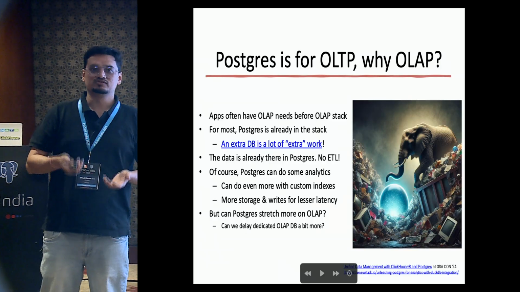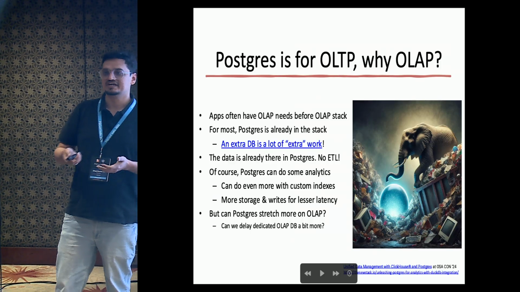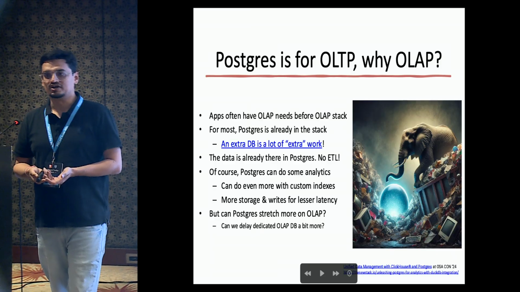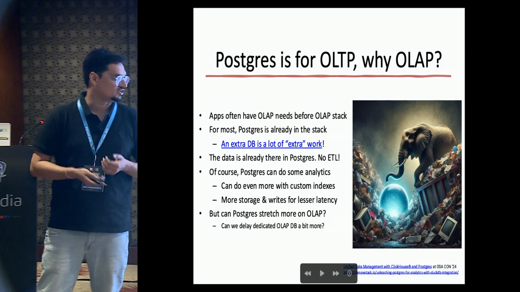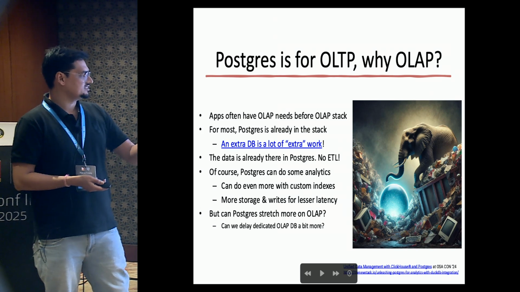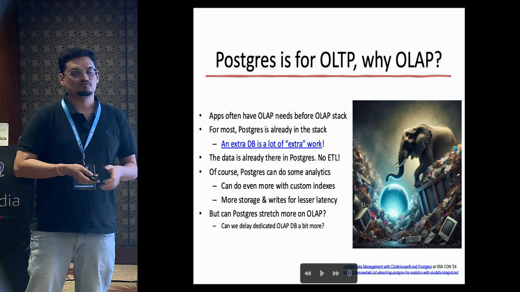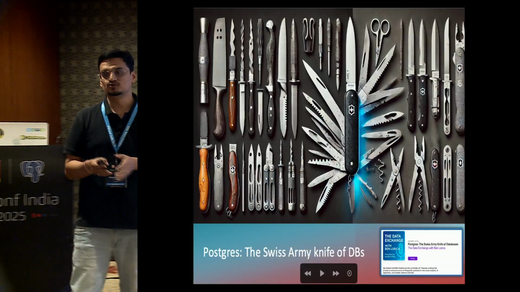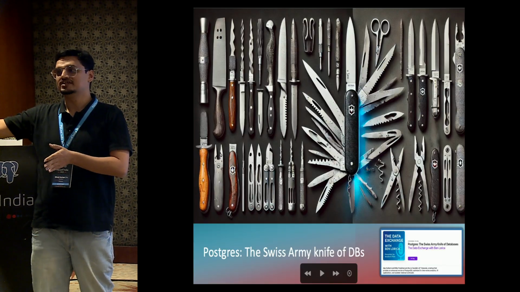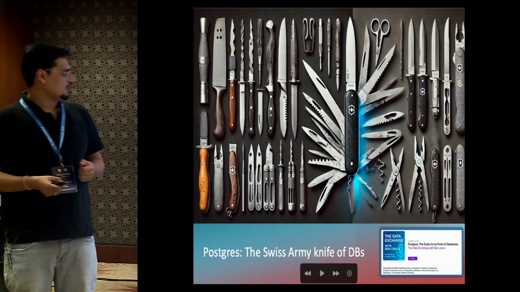Postgres, of course, can do some analytics, but the default Postgres with its default settings obviously is built for people who use it for OLTP, right? So how can we tune it to make it look better for analytics? Indexing, no prizes for guessing that. But here what we try to do is, can we stretch Postgres even more to delay the decision of "I need an analytics stack now"? Can we delay that decision, right?